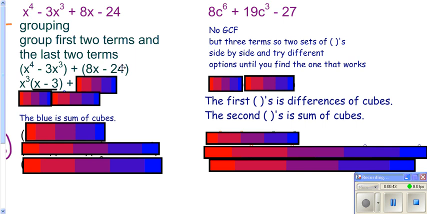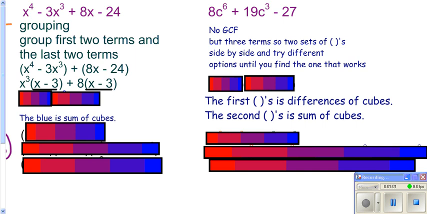Well, what are we going to pull out of here? We're going to pull out an 8 because that's our greatest common factor out of the last pair. Pull your 8 out, leaves you with an 8 times an x to give you your 8x, and an 8 times a negative 3 to give you your negative 24.